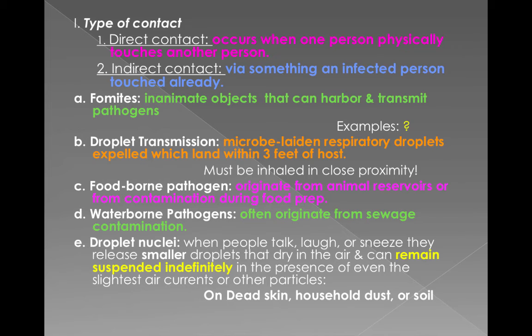So going back to this concept of airborne, droplet transmission is microbe-laden respiratory droplets that are expelled and land within 3 feet of the host. You actually have to be in fairly close proximity for colonization to occur through droplet transmission. The person really needs to pretty much sneeze on your face, which is not very pleasant to think about. Droplet nuclei, on the other hand, is a little bit scarier.